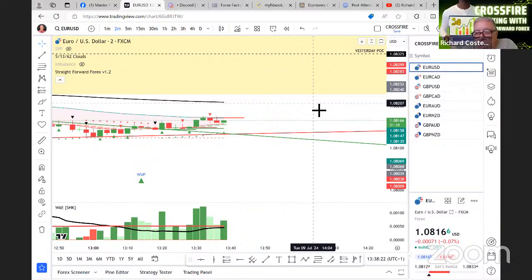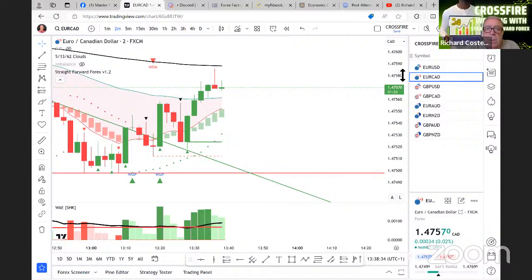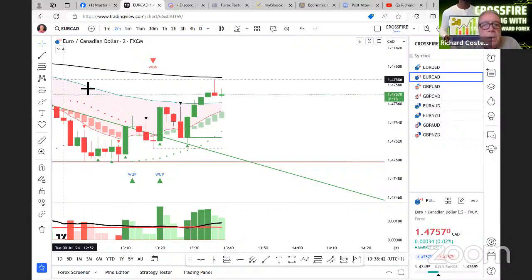So it's 13:38. I'm going to go back through the pairs, see if there's anything moving. And then I'm going to go through how I'm going to handle this situation this afternoon. So I don't want to be sitting watching the screen for the next 2 hours.